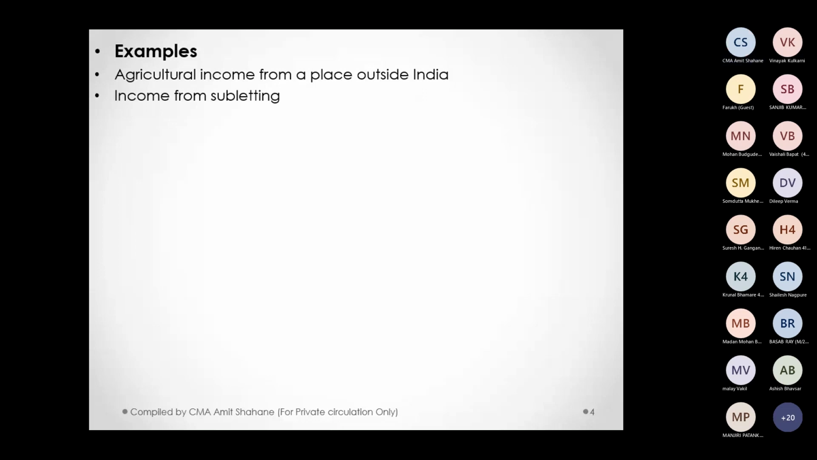Then income from subletting. Now, again, I will be going into the main head and then I'll come back to income from other sources. So this is just to make you clear about the provision, right? Now, again, if you go to house property, then what is the prerequisite? The assessee must be the owner of that particular property. So let's take an example that A is the owner of that particular property. He has given that property on rent to B.